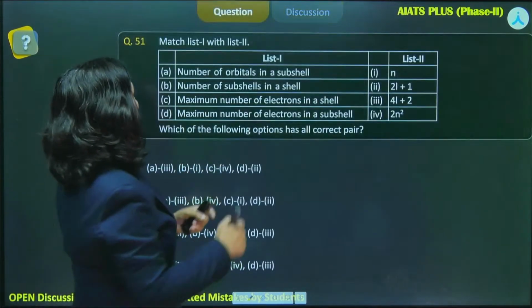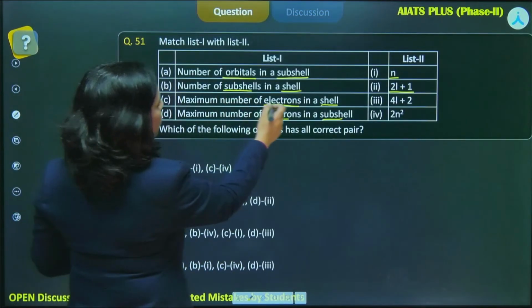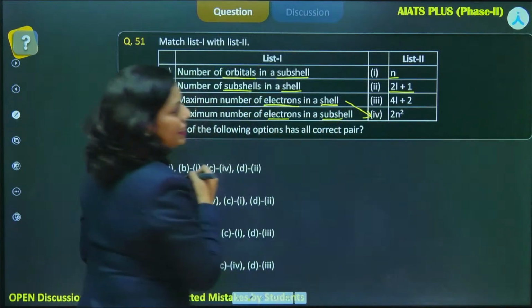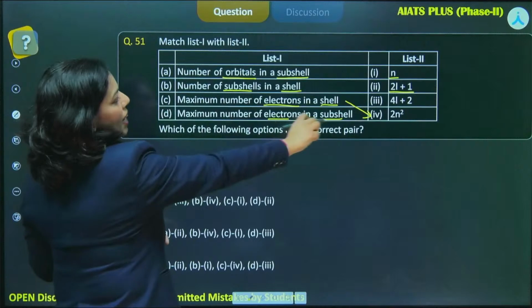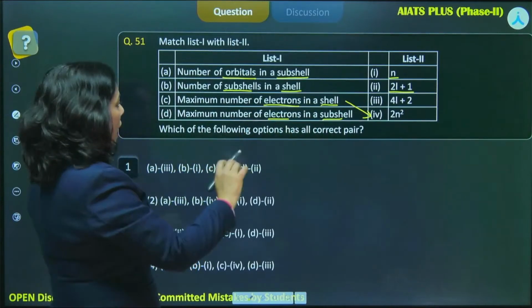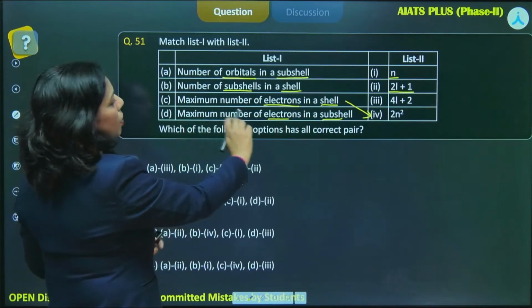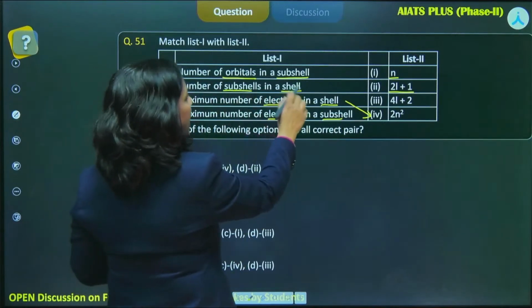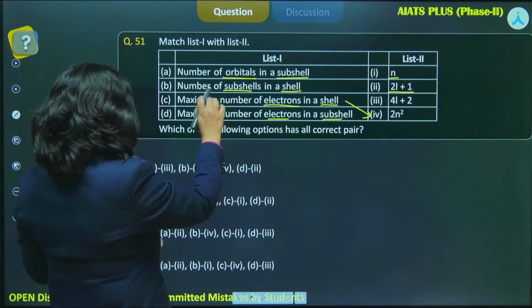So, now, maximum number of electrons in a shell. So, this we identified, isn't it? C is matching with the fourth one. Okay. Now, further, the maximum number of electrons in a subshell or the number of subshells in a shell, that we just want to match here.